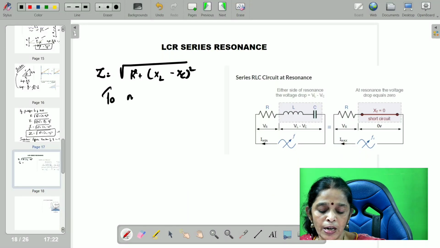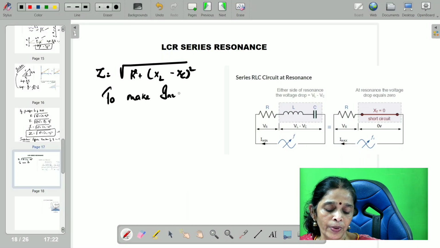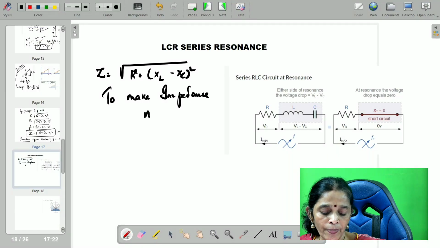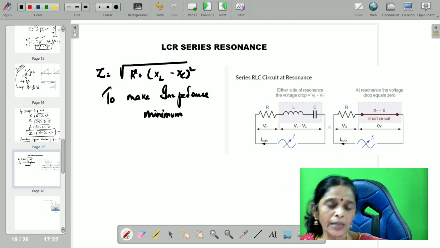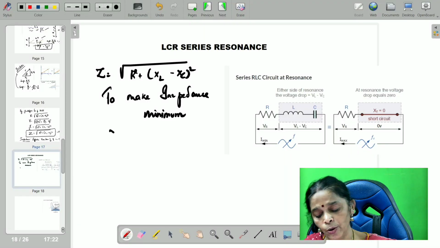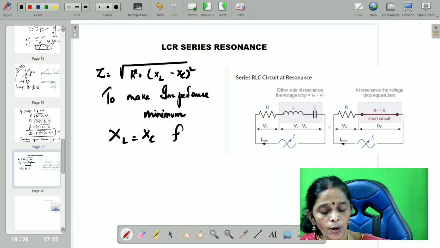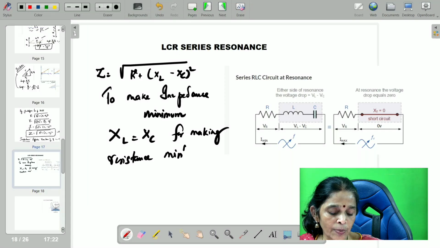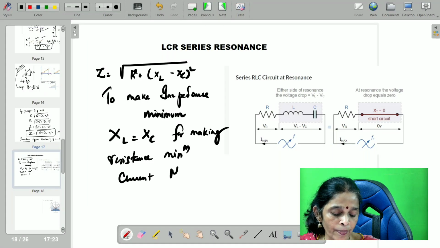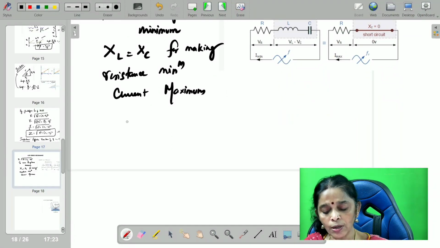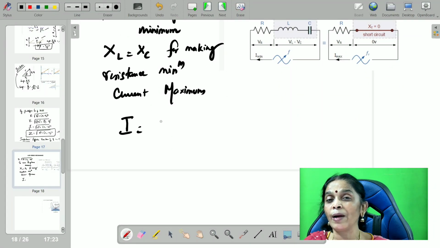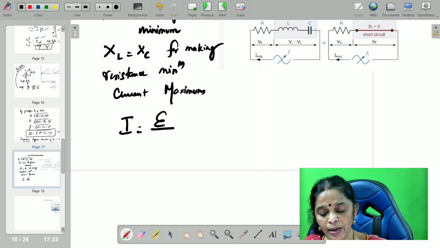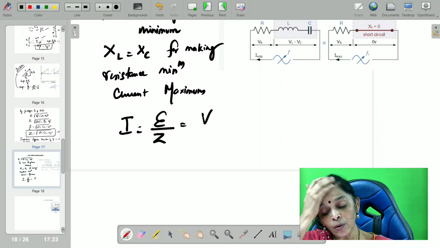So to make impedance minimum, you have to check the value of XL. You have to tune it to make the XL value equal to XC value for making resistance minimum and current maximum. So how do you make the current maximum? Because we know that the current I, according to Ohm's law, is equal to V by R. Instead of R, I am going to write it as E by Z, or you can call it V by Z.